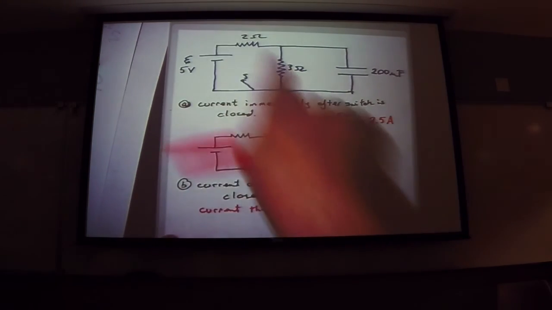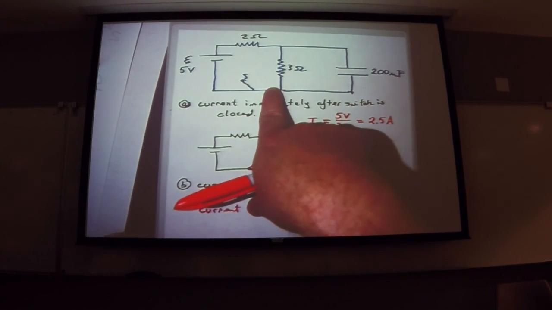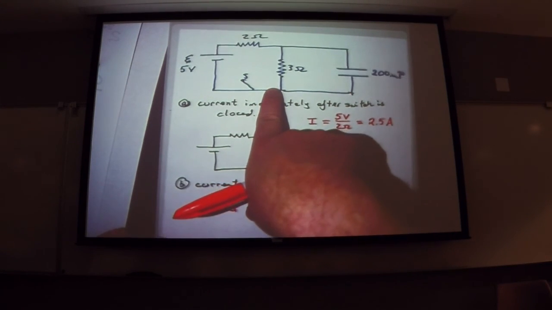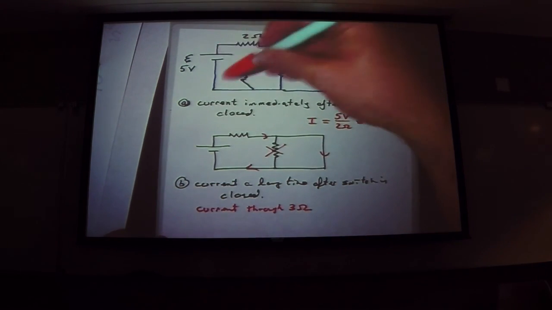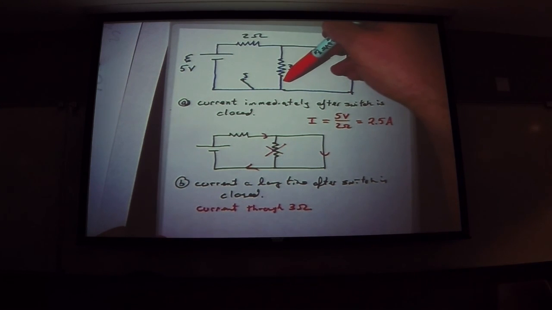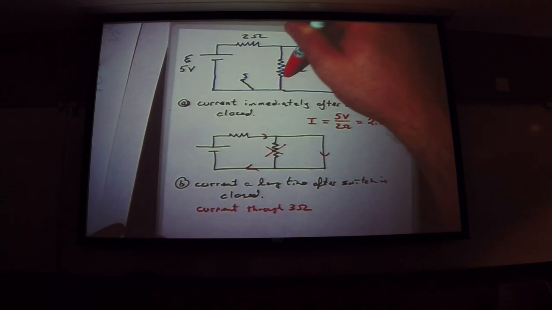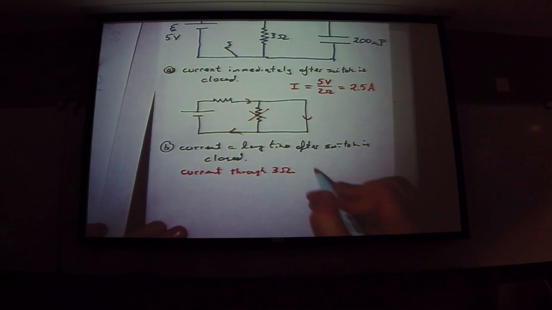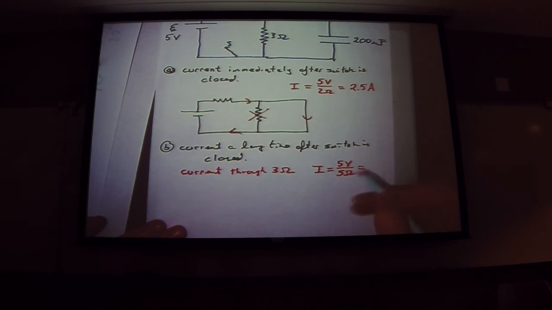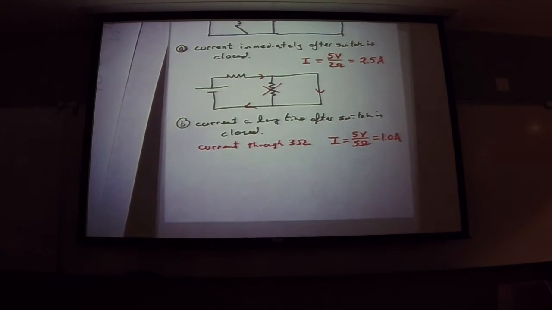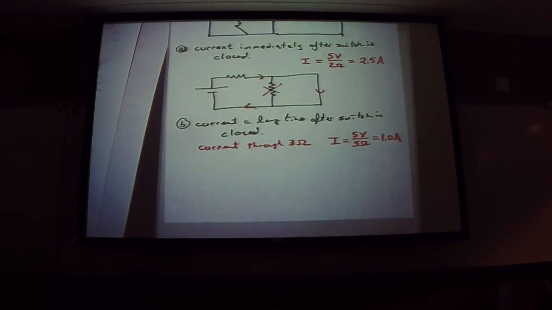So therefore, how much resistance do we have now? Think about it. 5. A long time afterward, I have to go through the 3. There's no other place to go. So it's 5. So therefore, the current in this circuit is 5 volts divided by 5 ohms, which is 1 amp. 1 amp. Hooray! All right. Now ready for the next question?